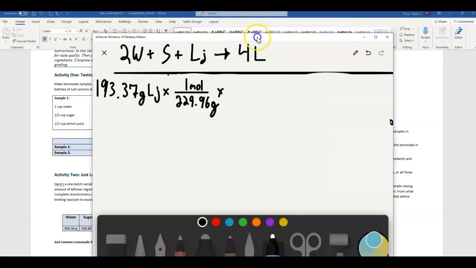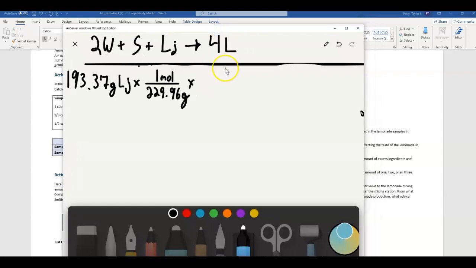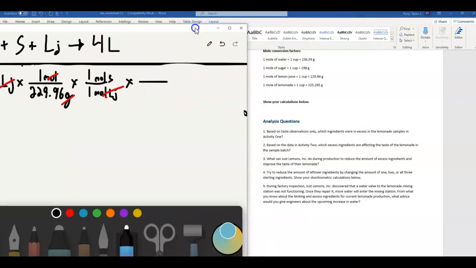We're trying to figure out how much sugar will react with this, right? So we need to do our ratio of lemon juice to sugar, which thankfully is super easy. It's a 1-to-1 ratio. We cancel grams, moles, and then we're gonna convert this into grams now of sugar. So how many grams are in 1 mole of sugar? It's 198. That's how many are in 1 mole of sugar. 198 grams.